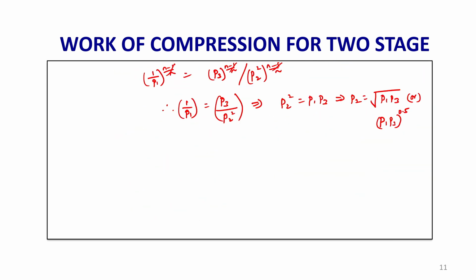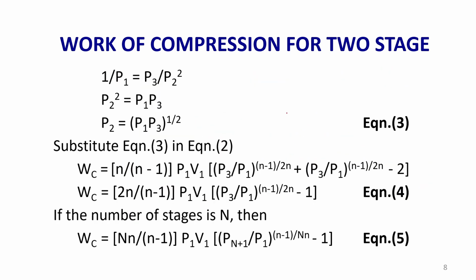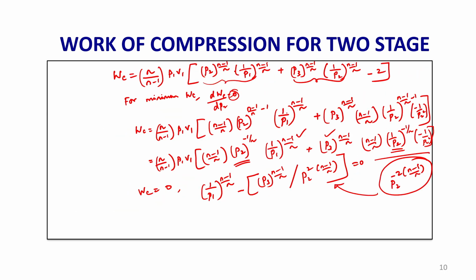So, this is like an optimum pressure ratio. The intermediate pressure is the square root of the inlet pressure P1 and the delivery pressure P3. So, this is a very important one. Let this be equation number 3.